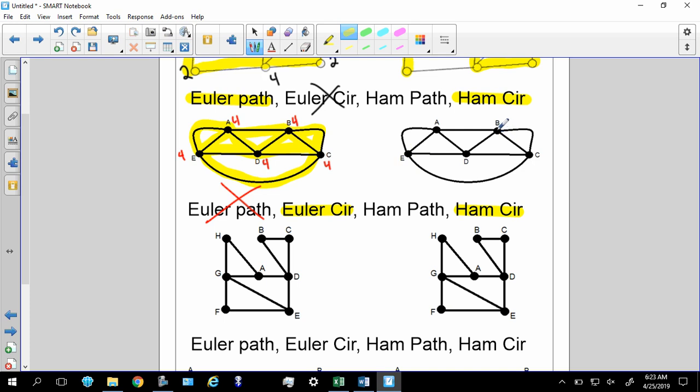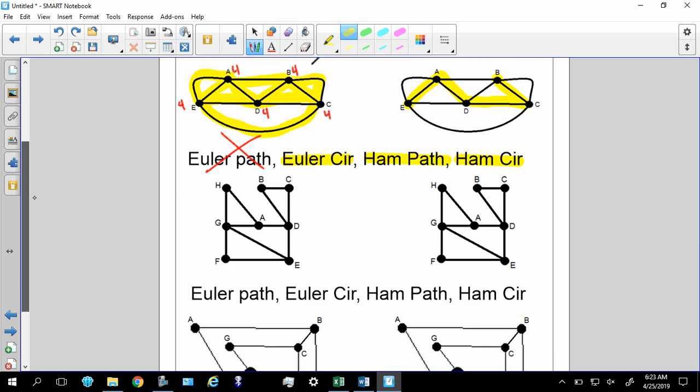I know I can do this, I think. Let's see if I can. Oh, watch this. Oh, there it is. Perfect. I cannot get back to my starting point. There's my Hamiltonian path.